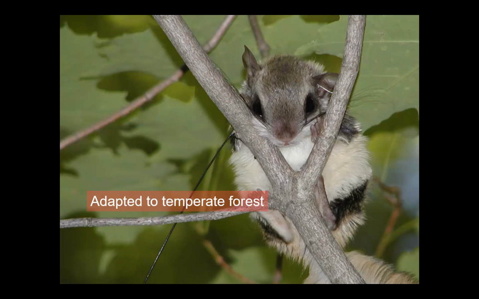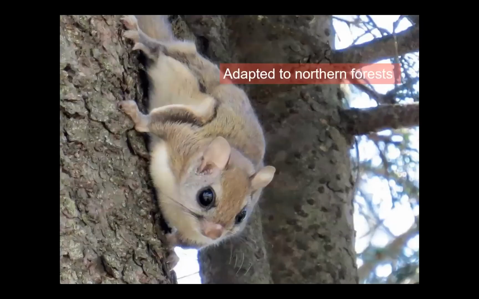The southern flying squirrel is adapted to acorns, beech nuts, hickory nuts, and that sort of thing. The northern flying squirrel has a much more specialized diet of things you could find in the boreal forest, but particularly it's a mycophagist, so it eats fungus. It's got a diet of hypogeous fungus, in particular truffles. It also eats lichen.